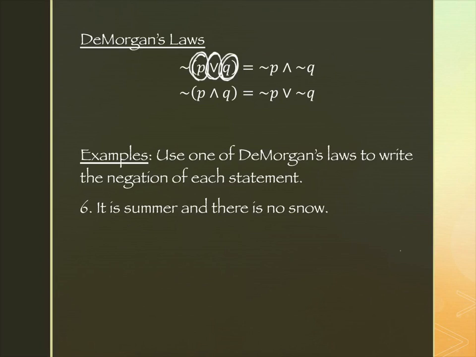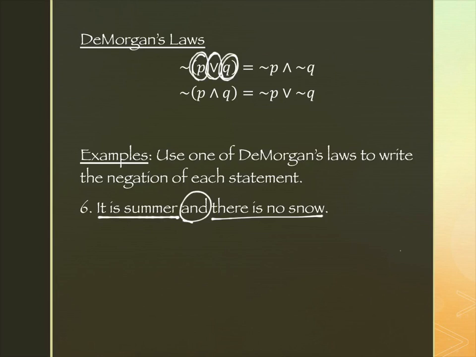So we're going to do an example with language. You do this in your everyday English where you negate things, right? So this is saying it is summer and there's no snow, and we're going to write a negation. So this is a compound statement. Let's break it apart into its pieces. What's the first statement in this compound statement? It is summer, and I'm going to underline it. What's the connective? And. I'm going to circle it. What's my second statement? There is no snow.